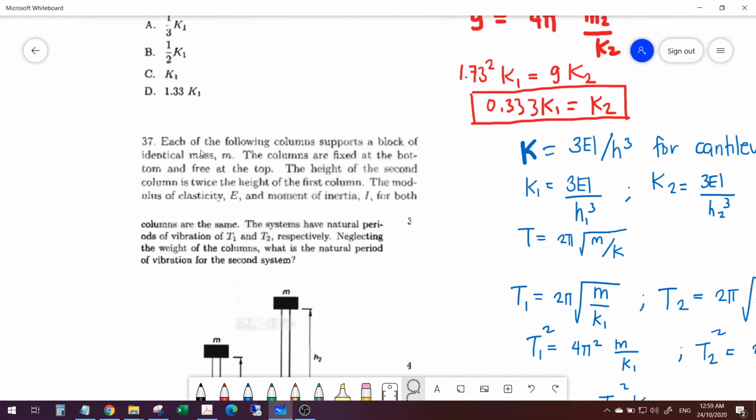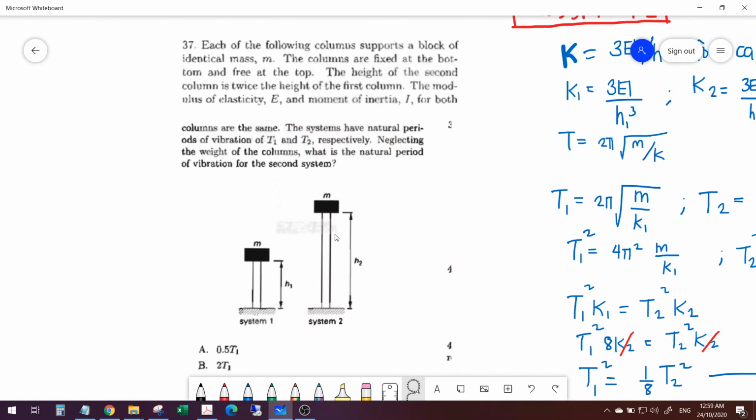Each of the following columns supports a block of identical mass, M. The columns are fixed at the bottom and free at the top. The height of the second column is twice the height of the first column. The modulus of elasticity and moment of inertia for both columns are the same. Let's say they are both steel or both concrete, and their cross section is the same because they have the same inertia. The systems have natural periods of vibration T1 and T2 respectively. Neglecting the weight of the columns, what is the natural period of vibration for the second system?